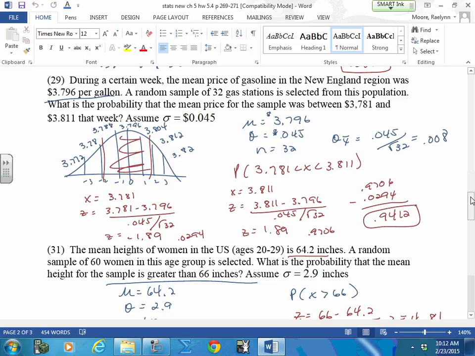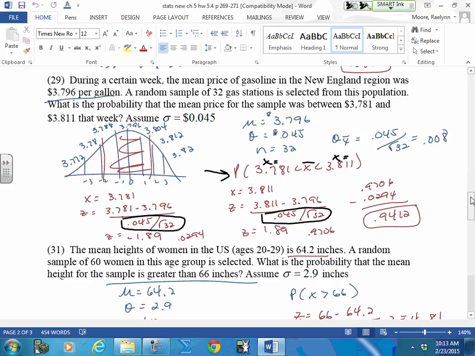What is the probability that the mean price for the sample was between, oh, that should be a point, 3.781 and 3.811 that week? Now, the between probability, you set your probability up like you always set your probability up. That has no effect. You still need to find this x value. You still need to find your z-score. You still do the same thing. When you find your z-scores, do you subtract your z-scores? No. You subtract your areas. So you're still doing the exact same thing. The only difference is this piece right here.